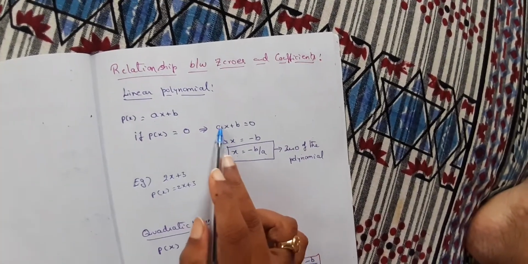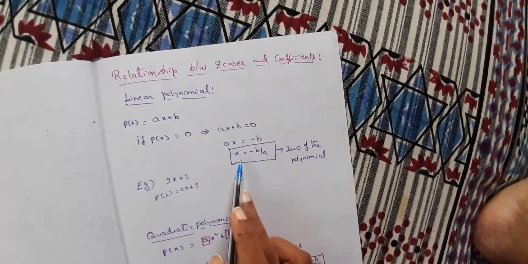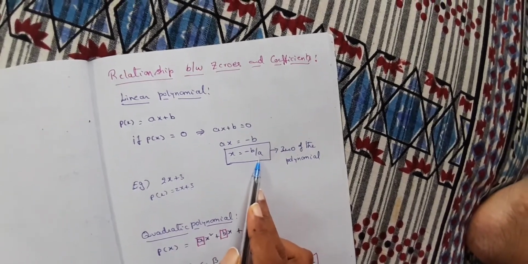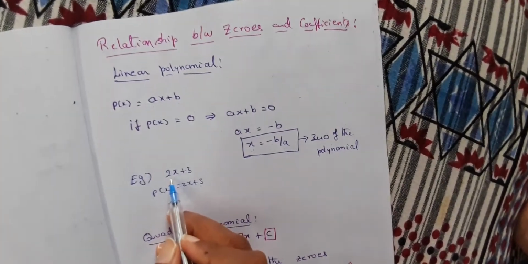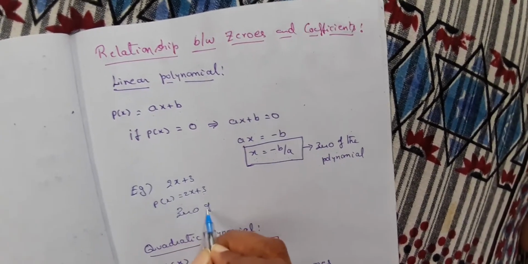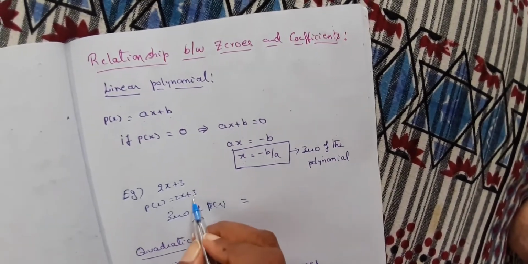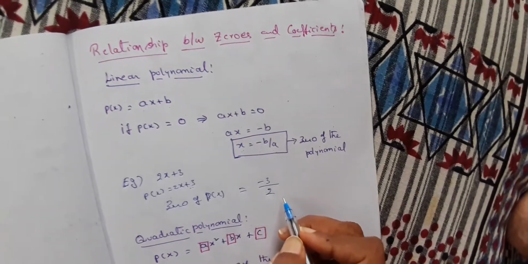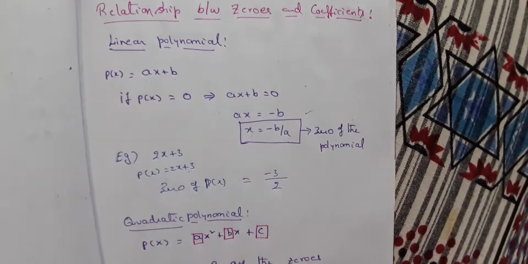What is a? A is the coefficient of x. What is b? Here in this case it is the constant term. So here in case of a linear polynomial, minus constant term by coefficient of x gives you the zero of the polynomial. Let us see an example. Example: 2x plus 3 is the given polynomial. So now zero of p of x is equal to, according to the formula, minus b, in the sense here it is minus 3, by a, here 2. So this is how you can directly determine the zero of the polynomial. So important relationships, you need to remember them.